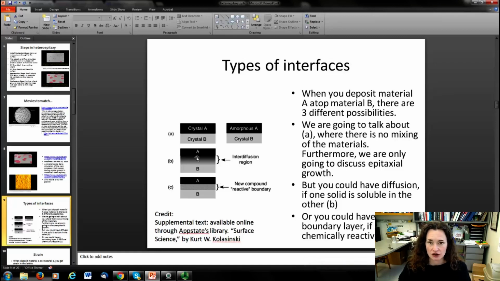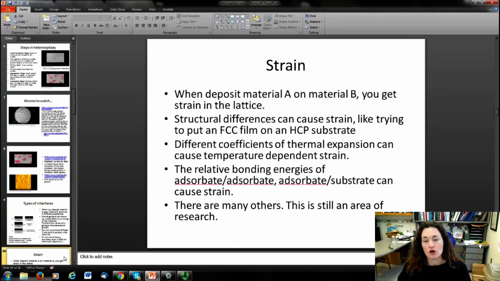So we're not going to discuss B and C here. We're just going to discuss when you deposit A on top of B, and they pretty much stay that way, A on top of B. No diffusion, no chemical reaction. Now, when you put a new material on top of a different material, you're going to have some strain in the lattice.